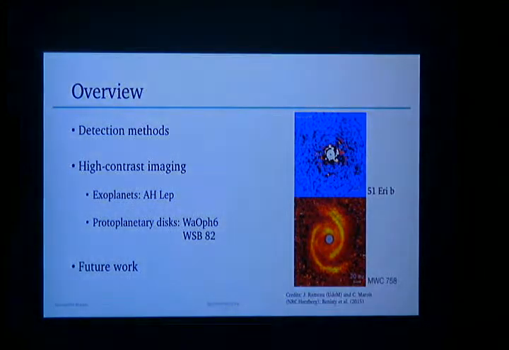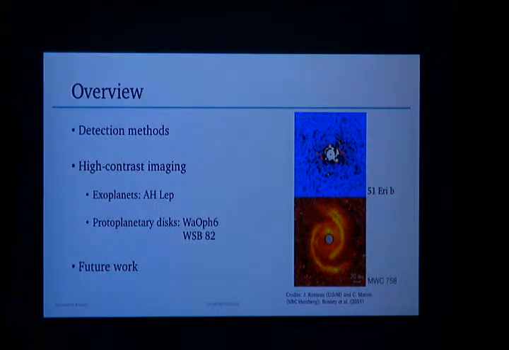So first, the overview of my talk. I will give you a very quick introduction of the methods that we use to detect exoplanets. And then I will focus on high contrast imaging. And I will give you examples of how we use this method for exoplanets with AHLEP and with protoplanetary disks with WA of 6 and WSB 82. And finally, I will tell you about my ongoing work and the future of this.